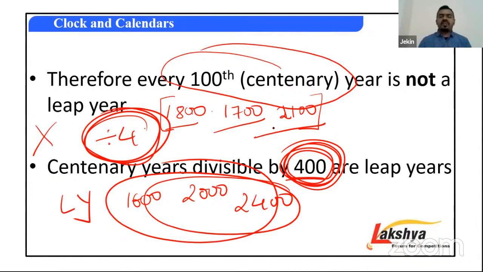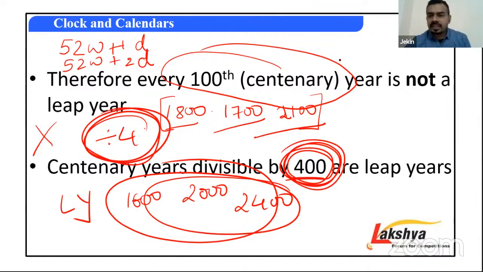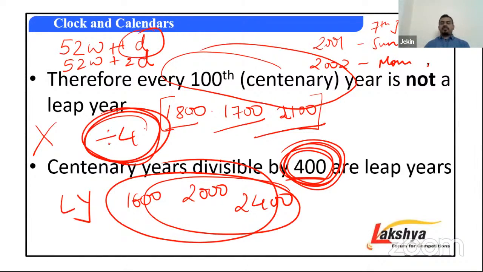So in general, any year divisible by 4 is going to be a leap year, just for simpler calculation purposes. Now you know that your general year contains 52 weeks and one single day. Your leap year would contain 52 weeks plus two additional days. Therefore, if 7th Jan 2001 was a Sunday, 7th Jan 2002 will be one day additional, and therefore 7th Jan 2002 will be a Monday.